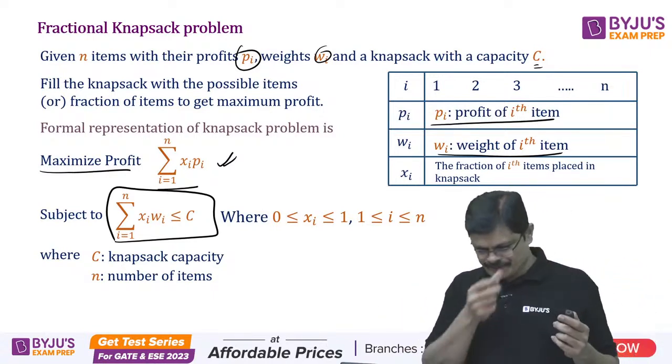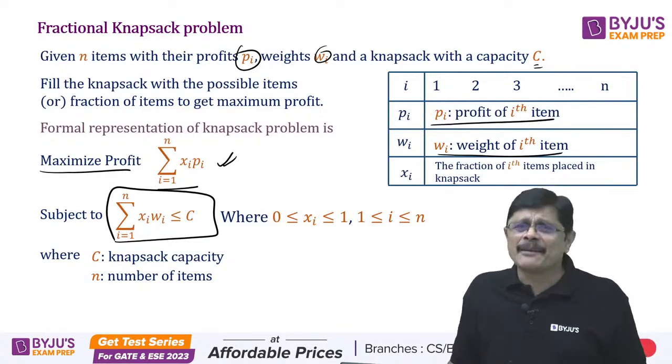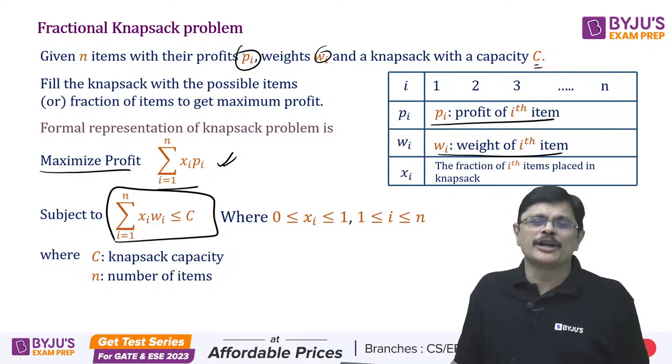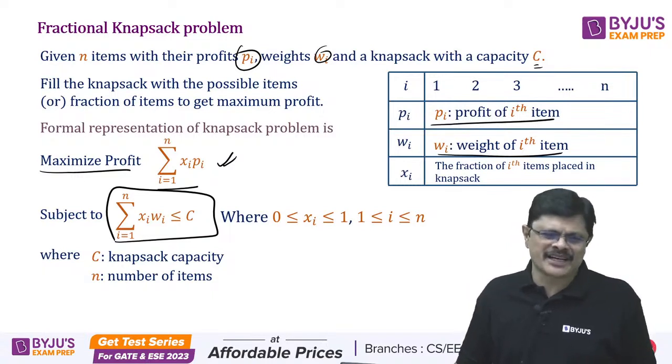So we arrange them according to profit per unit weight. Profit per unit weight would be the best strategy, my dear friends.